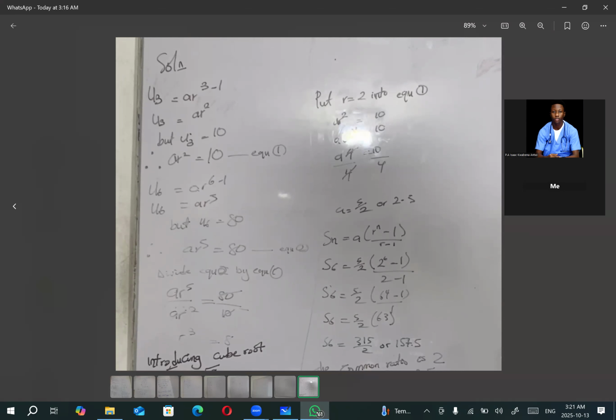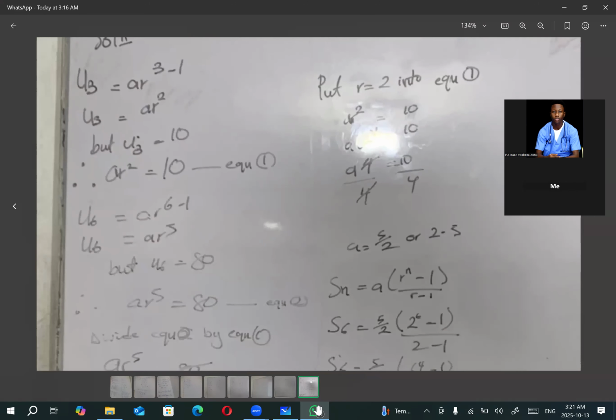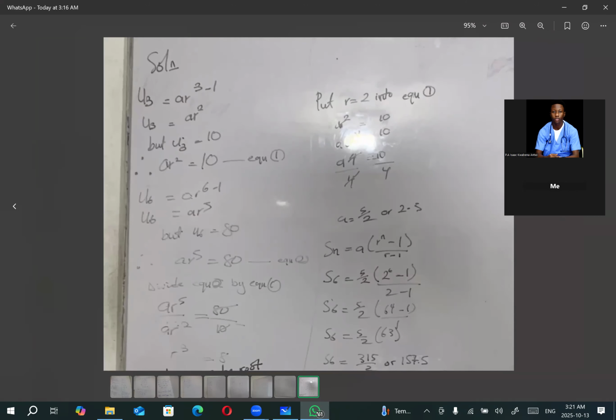Now put R equals 2 into equation 1. Equation 1 is AR exponent 2 equals 10. All right. I think you replace the R as 2, so A into bracket 2 squared equals 10. So 2 squared is 4. So that'll be 4A equals 10. You divide by 4, yeah, so A will be 5 over 2.